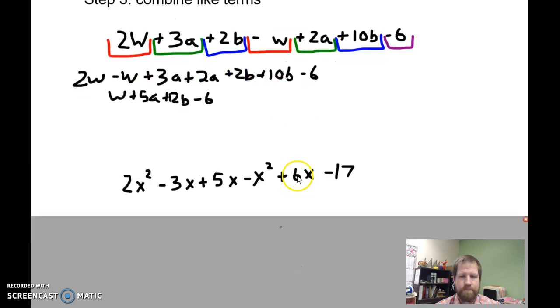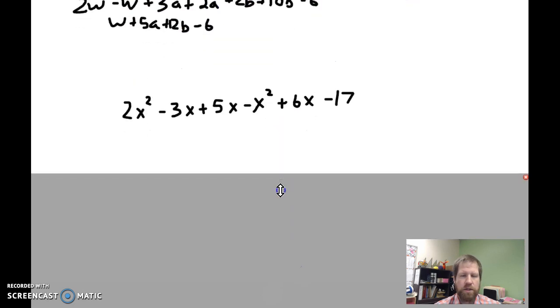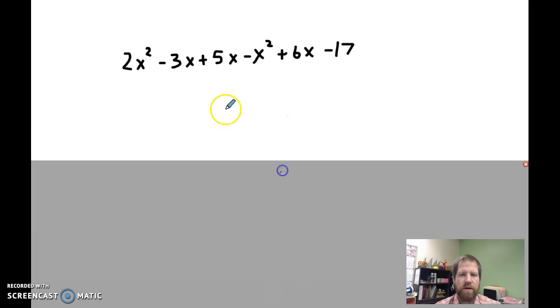All right. So now let's go on to another one. We do have some exponents here. Remember, exponents change the term. So this x squared and this x are not the same term. I've got 2x squared. Right here I've got a negative x squared. I've got a negative 3x, and a plus 5x, and a plus 6x. And then again I've got a minus 17.